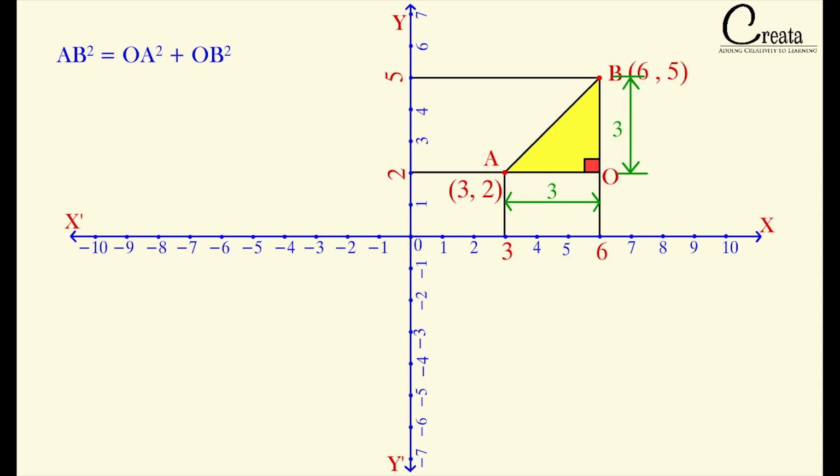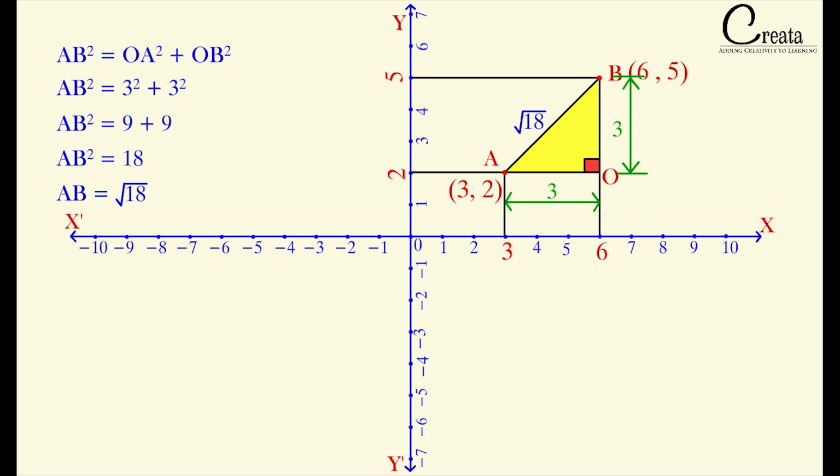We know the two legs of the triangle, so we can calculate the hypotenuse, that is AB. AB square is equal to 3 square plus 3 square. So our side AB comes out to be root of 9 plus 9, that is root of 18. That is the length of AB, or the distance between the points A and B.